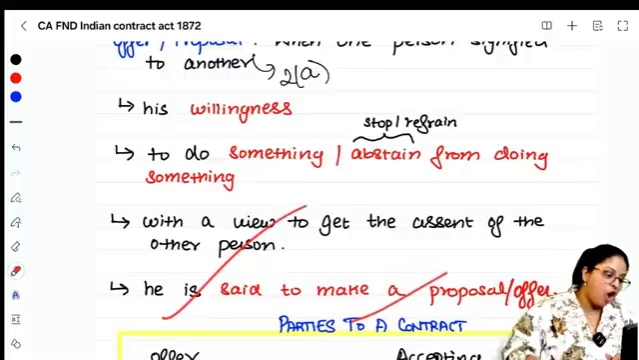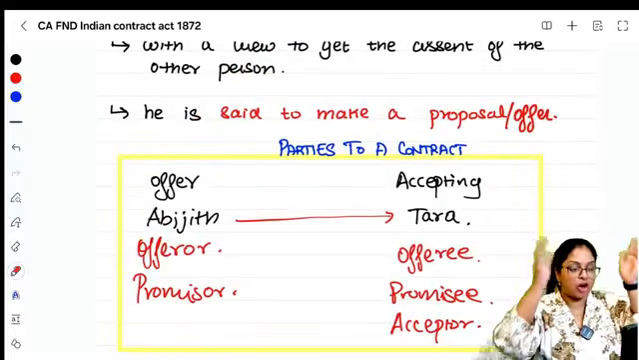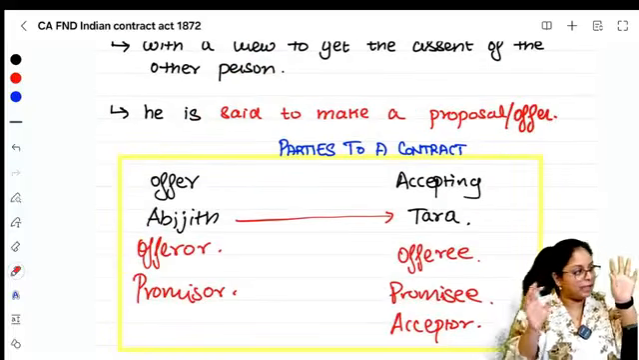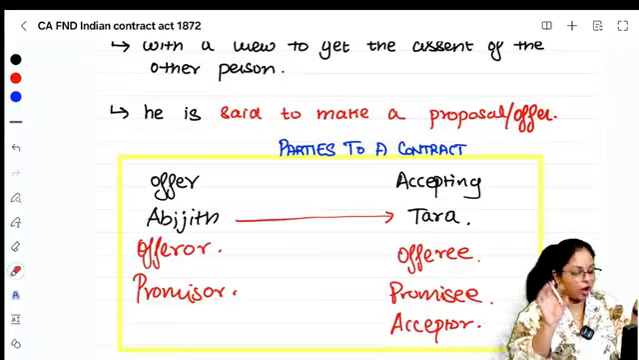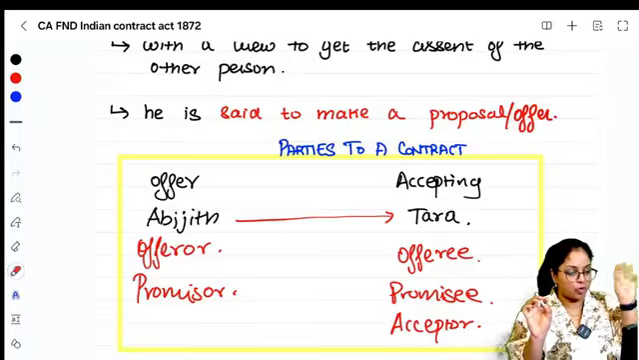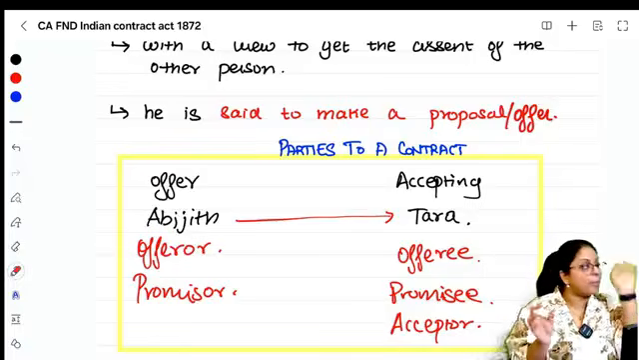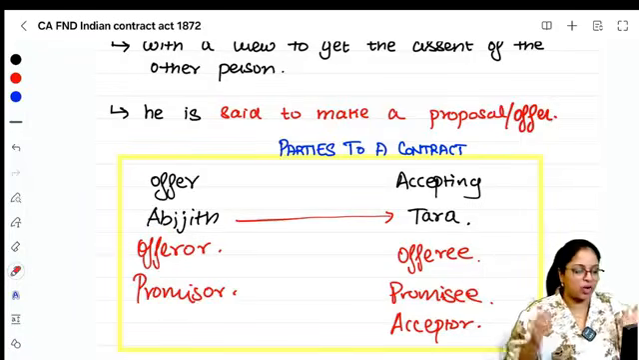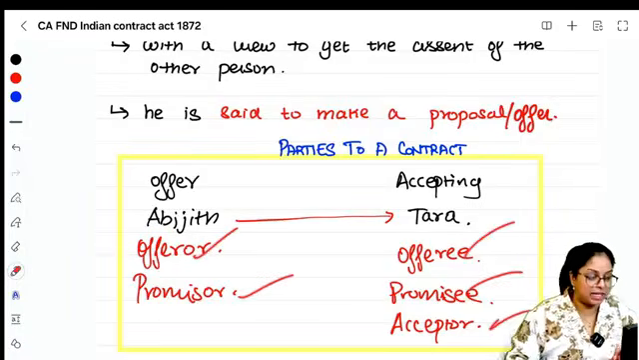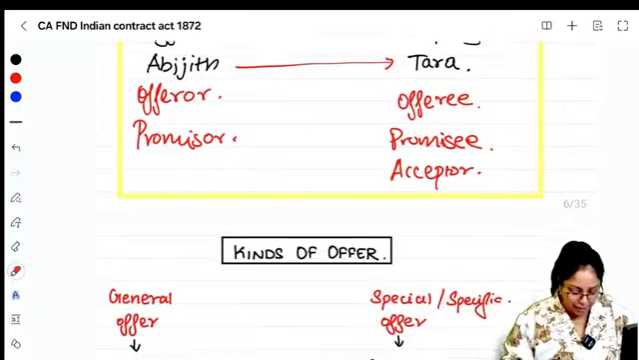We have finished that. We finished offer yesterday. In a contract there will be two parties. Who are the two parties? Offeror or offeree, or we will say promisor or promisee, or promisor or acceptor. You can call them whatever you like. These are the different names that we use to call the two parties in a contract.